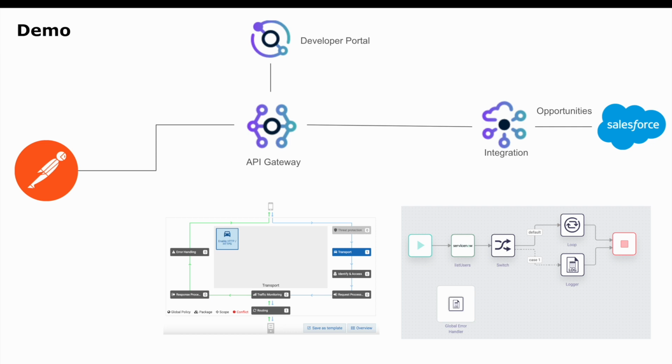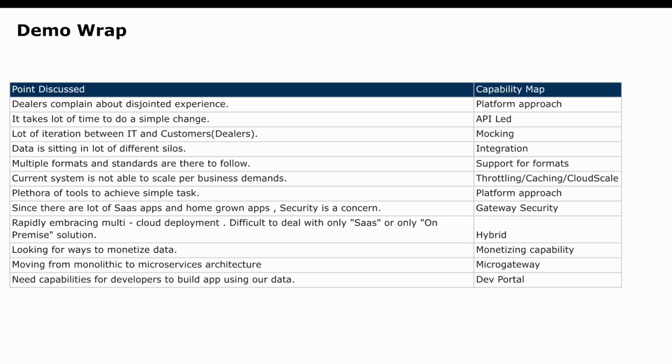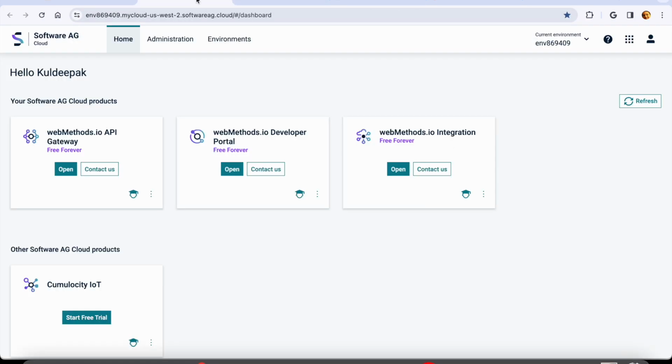When we are wrapping up, I will map the things which I have shown with the pain points which we have discussed with you in our previous discussions. So with that, let's jump into the platform. Since it is a single platform, we are leveraging a free forever version provided by Software AG, the webMethods platform. They provide all the capabilities in one place: API gateway, API developer portal, and also the integration side of things.